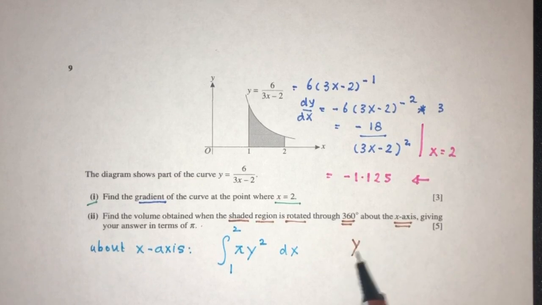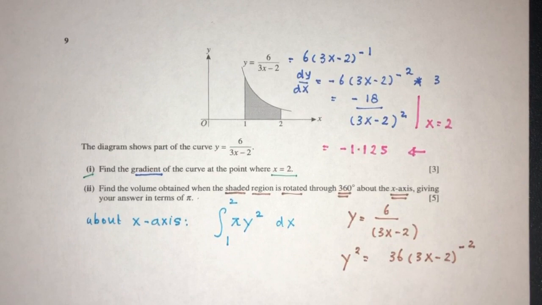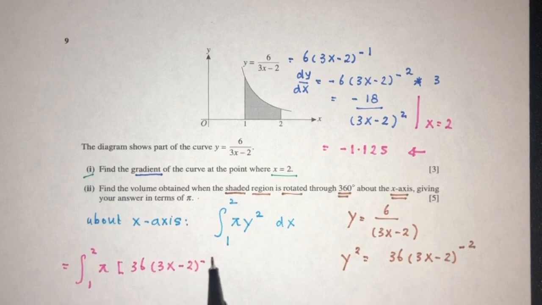So we know y is given by 6 over 3x minus 2. What is y squared? That should be 36 (3x minus 2) to the power minus 2. That makes sense, right? That will be y squared. Replace back in the main equation, that should be the integral from 1 to 2 of pi times 36 (3x minus 2) to the power minus 2 dx.